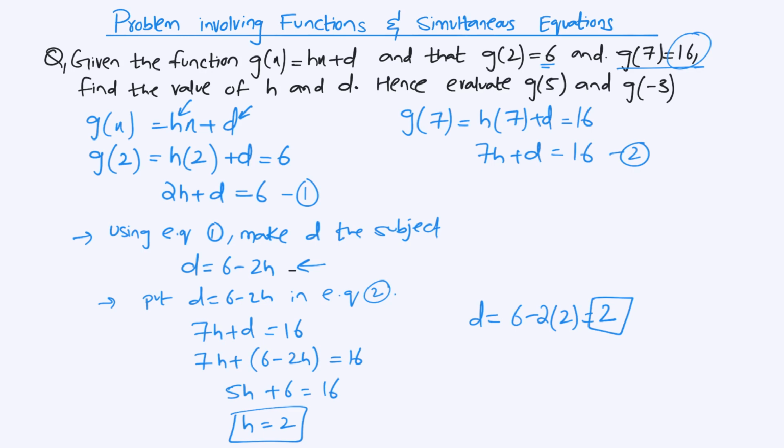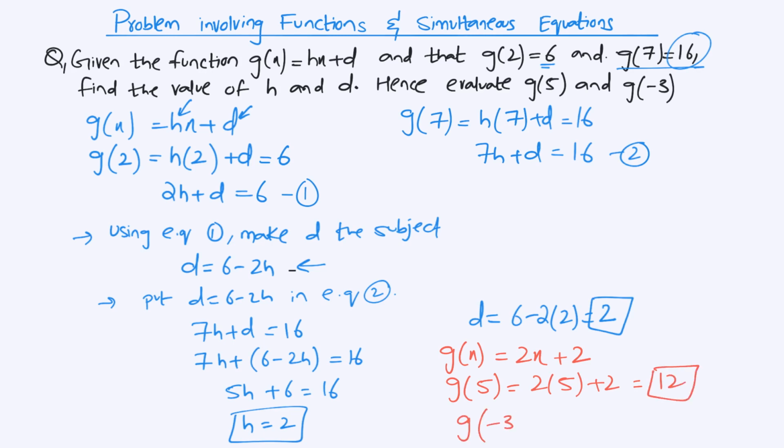Now once you have found the values of d and h, what they are asking you is to evaluate g of 5 and g of minus 3. Now once you know the values of d and h, your function g of x becomes 2x plus 2. Okay, 2x plus 2. Now g of 5 was to be found out. So 2 times 5 plus 2, 12. And g of minus 3 was to be found out. So 2 times minus 3 plus 2, minus 4.